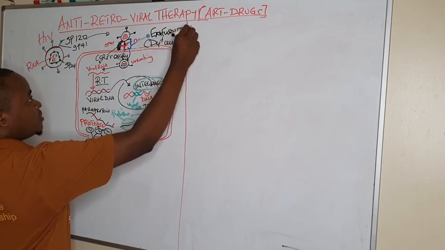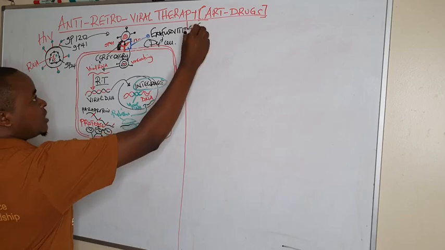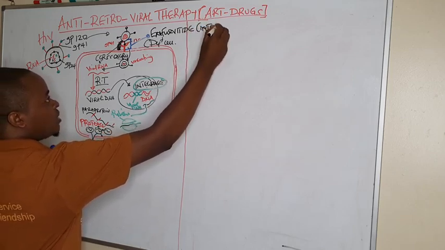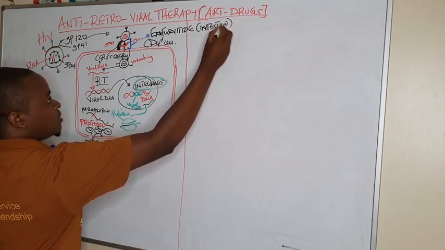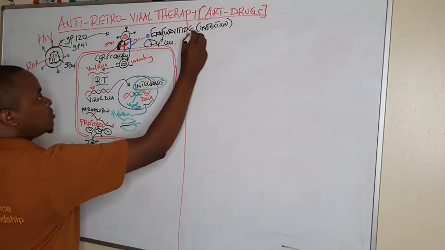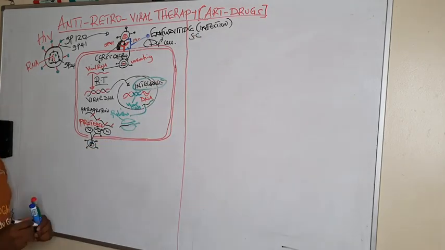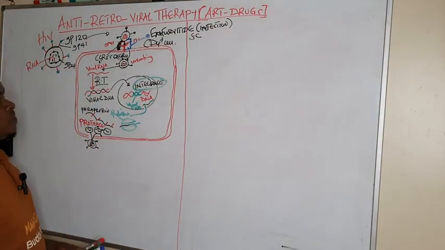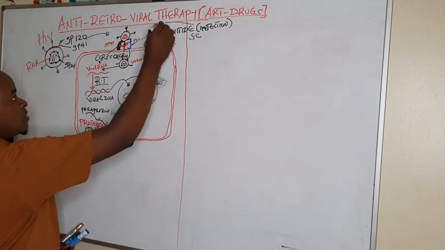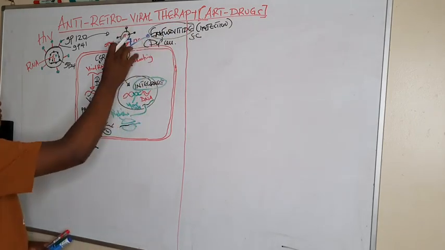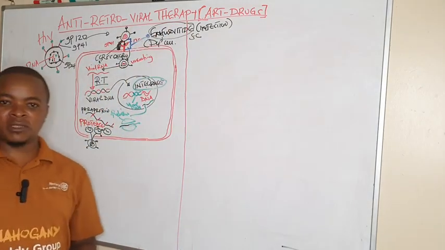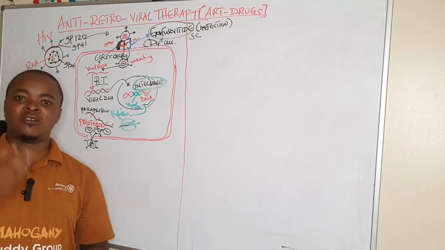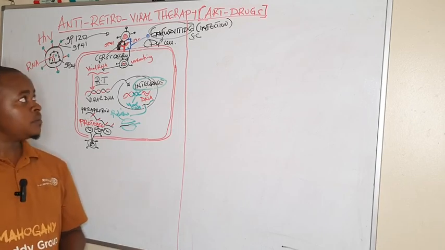So enfuvirtide is the only antiviral drug given by injection, especially subcutaneous, and its mechanism of action is to prevent fusion. For it prevents fusion of the HIV using glycoprotein 120 and glycoprotein 41. And when it fails to fuse, the virus cannot attack cells.